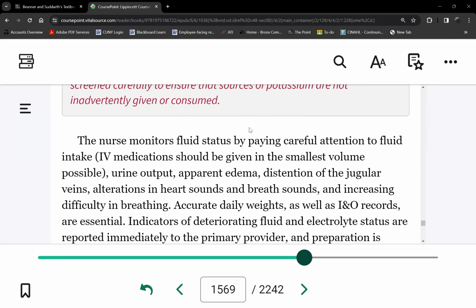I know she was talking about basic metabolic panel, which is BMP. Others were saying BNP, which is for heart failure.